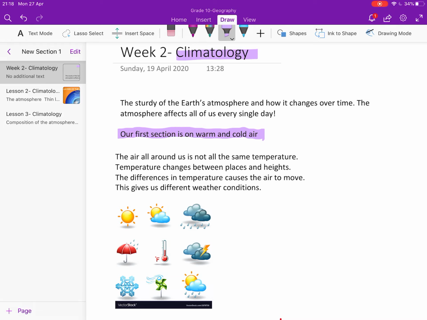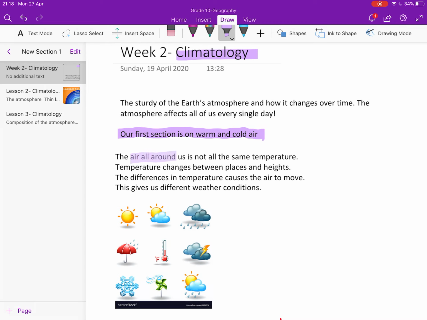So if we have a look at our first section, it deals with warm and cold air. Now obviously warm and cold air influences how we dress, the activities we're going to do, and the type of food we're going to eat. So it impacts us quite a bit. Let's have a look at this warm and cold air.